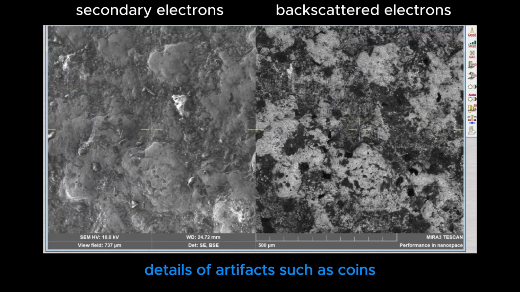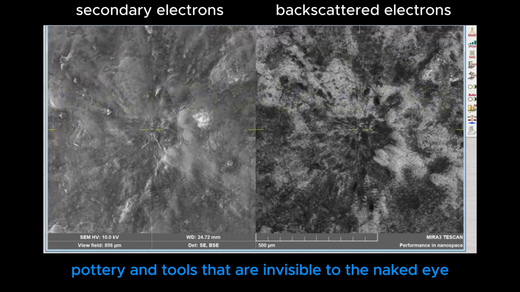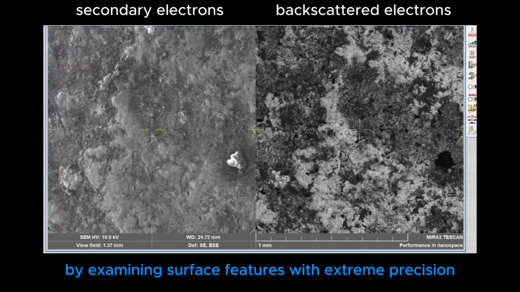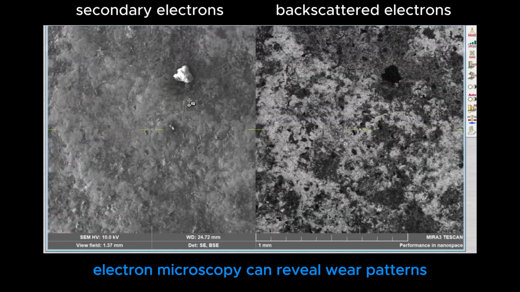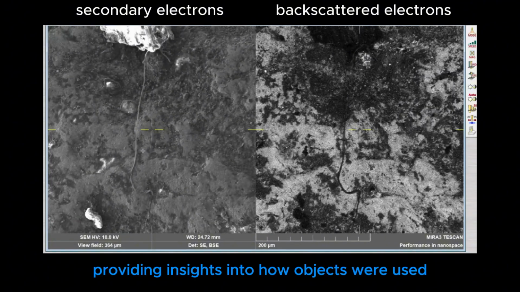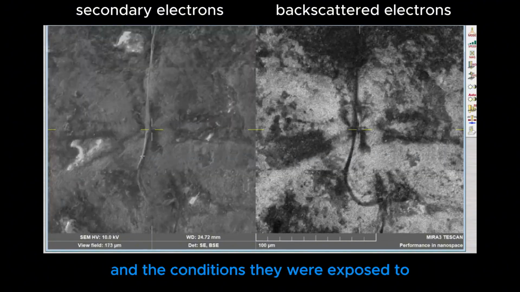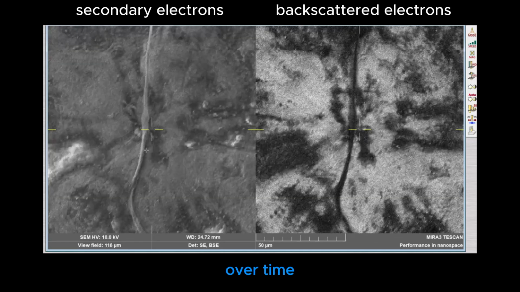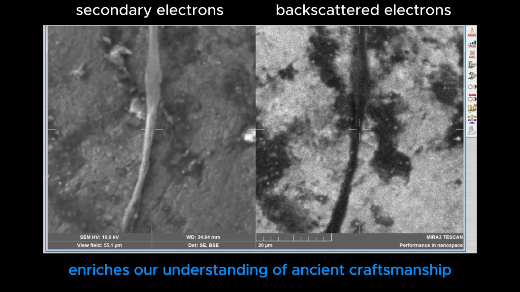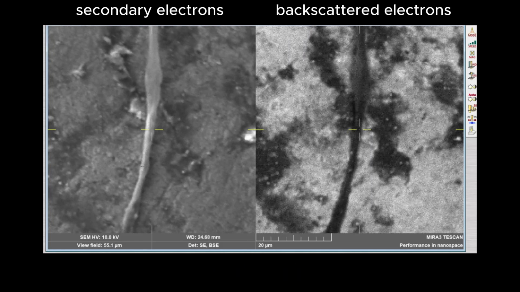The use of electron microscopy in archaeology and history allows researchers to explore microscopic details of artifacts, such as coins, pottery, and tools, that are invisible to the naked eye. By examining surface features with extreme precision, electron microscopy can reveal wear patterns, scratches, and corrosion, providing insights into how objects were used and the conditions they were exposed to over time. This level of detail enriches our understanding of ancient craftsmanship and daily life.